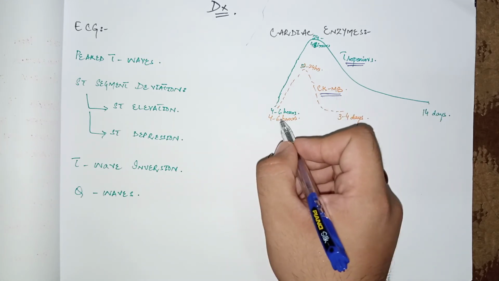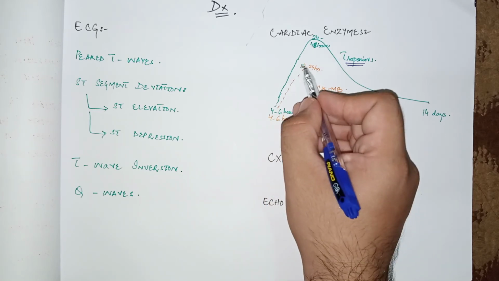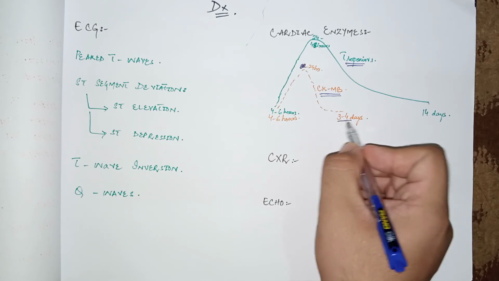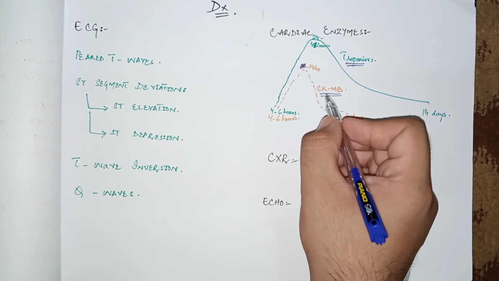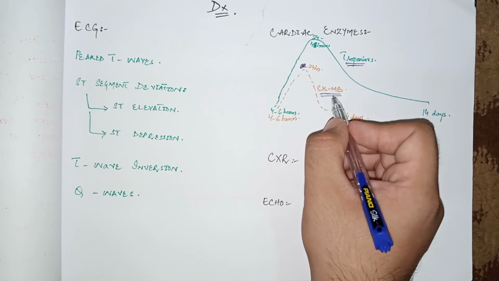Usually, these two enzymes are raised in the blood in 4 to 6 hours, and CKMB usually peaks at 24 hours, and after 3 to 4 days the CKMB levels become normal. So CKMB is very important to check for reinfarction after admitting the patient.